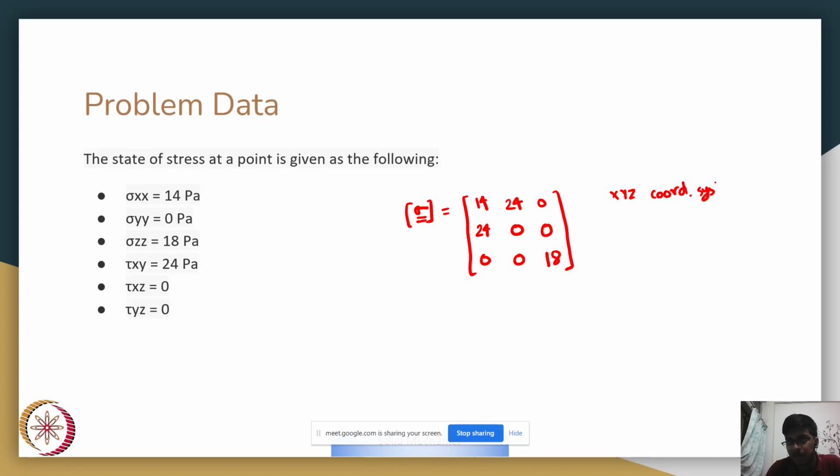The annotations are visible, right? Are the annotations visible? Can someone please unmute themselves and confirm? Yes. Okay, good.